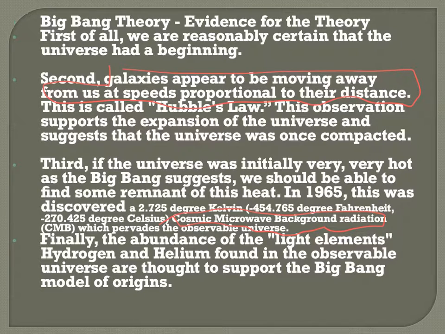And then finally, the abundance of the light elements, hydrogen and helium, found in the observable universe is thought to support the Big Bang models of origin. The light elements, helium and hydrogen, are the most abundant in the universe, and that makes sense because they were the first and easiest to form. Let's keep moving.